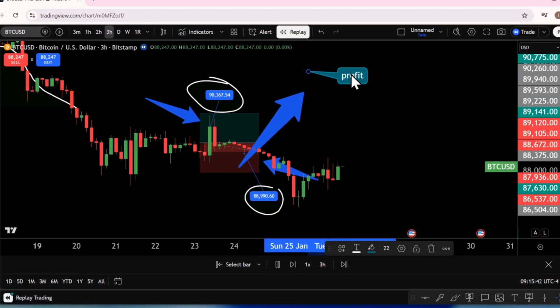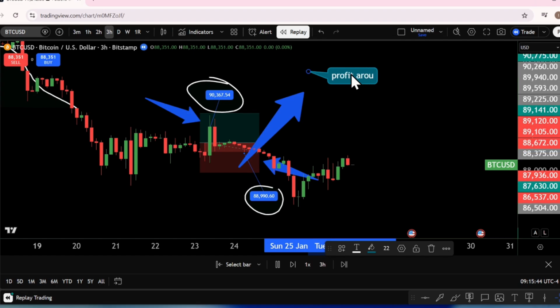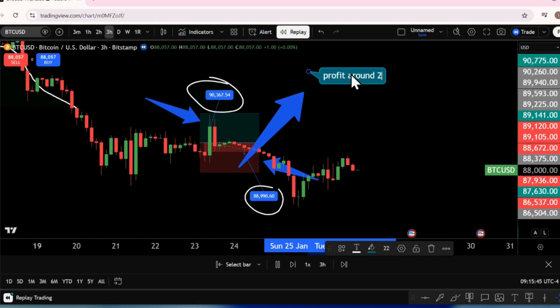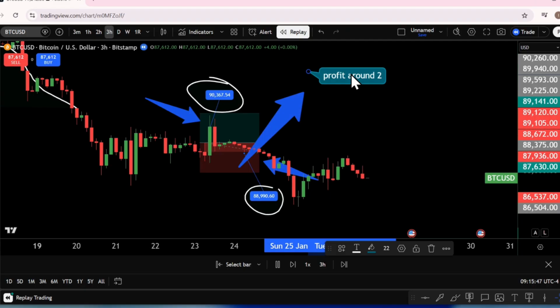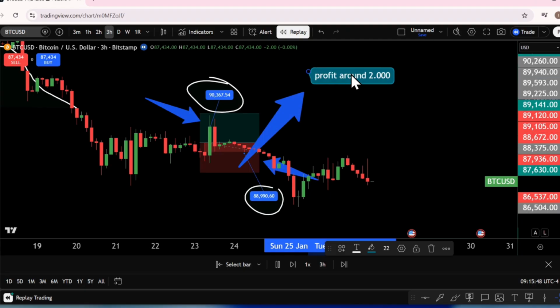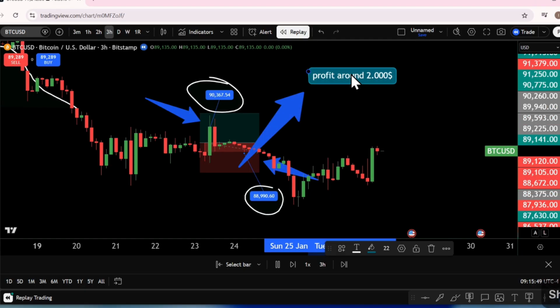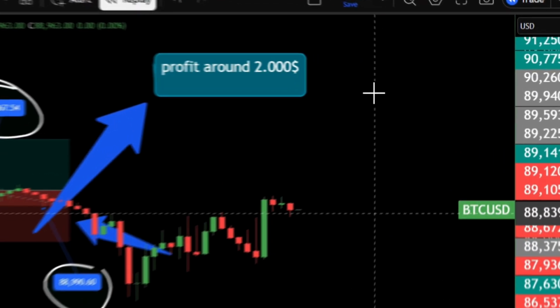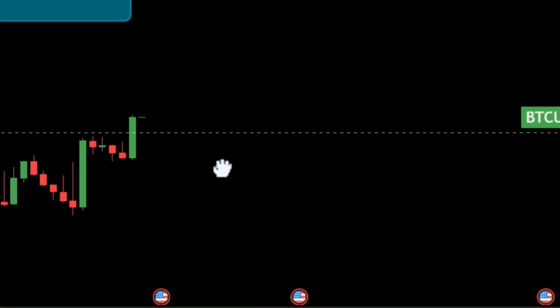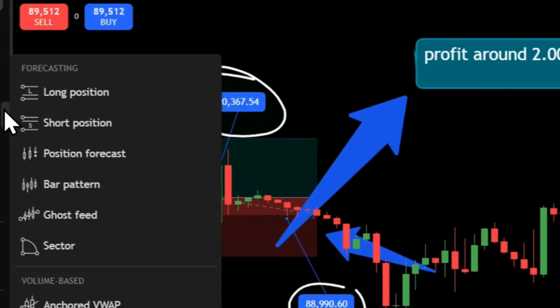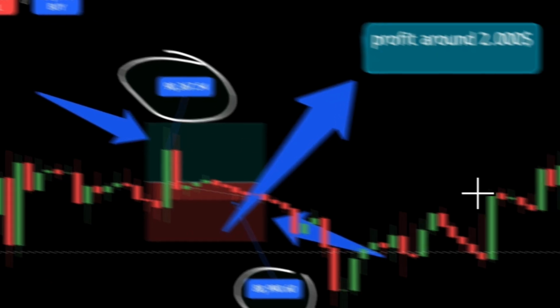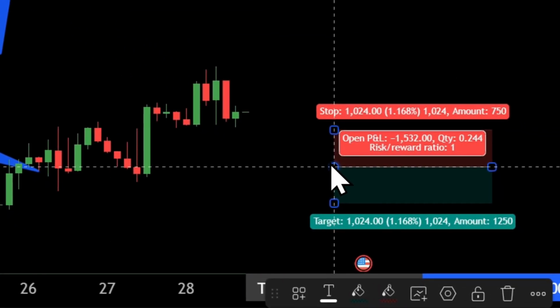Risk management becomes even more important during short side trading. With long positions, losses are limited because an asset can only fall to zero. But during short selling, losses can theoretically continue increasing if price keeps moving higher. That's why professional traders focus heavily on stop losses, controlled position sizing, and strict portfolio exposure rules during volatile market conditions. Now let's continue the setup.